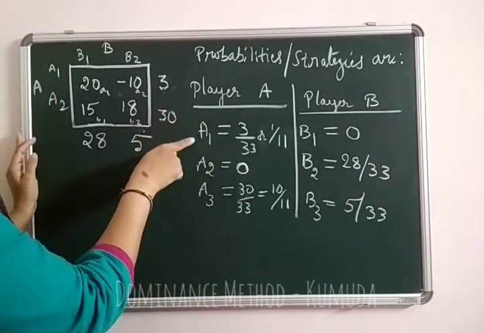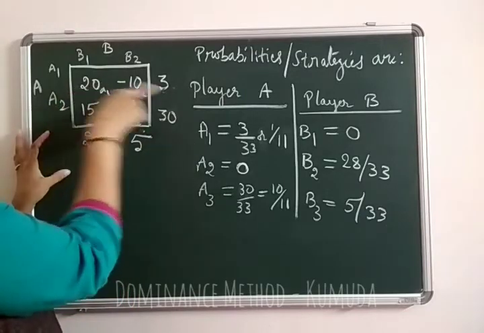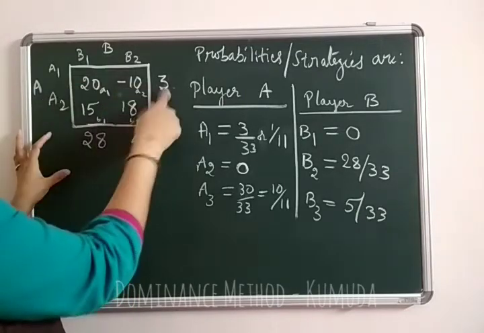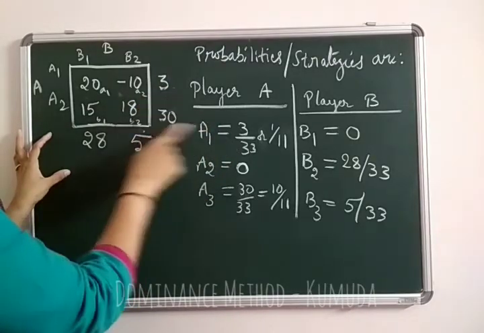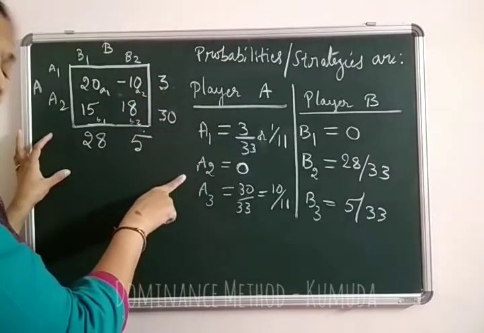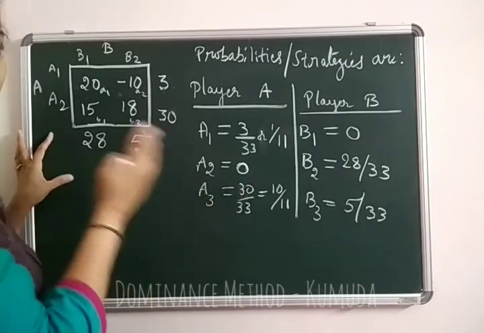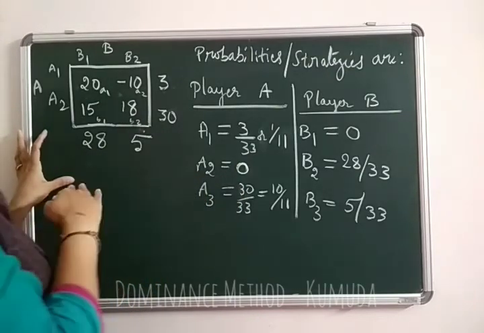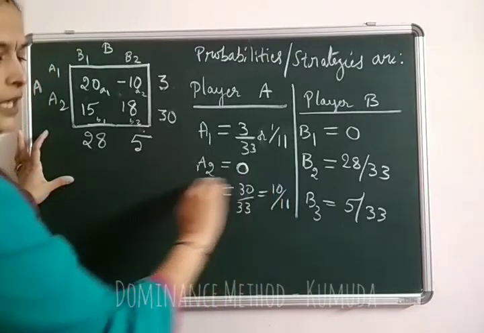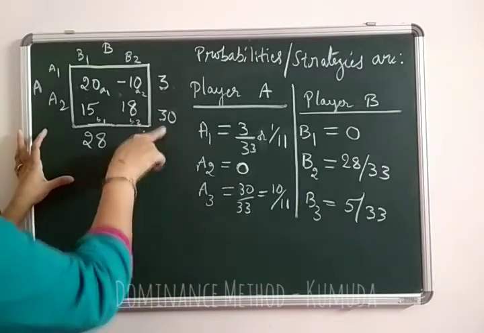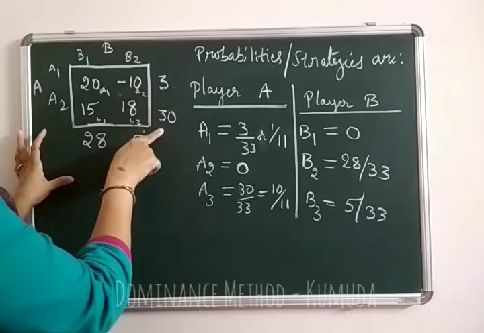For player A, first strategy A1, that will be exactly this. So according to A1, it is 3 divided by the sum of 30 plus 3. So that is 3 by 33 we have got here. Now A2 is 0. Since you remember in the given question, according to the dominance, the second row was cancelled already. So there is no strategy in the second place. Then comes the third one, that is 30 divided by 30 plus 3, that is 30 by 33 we have got.